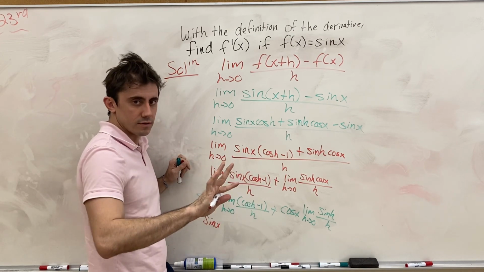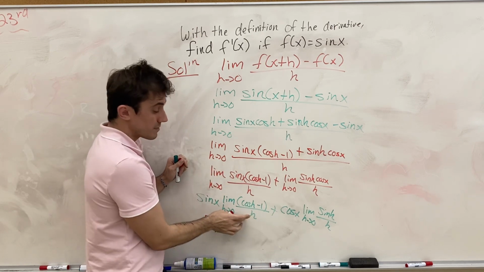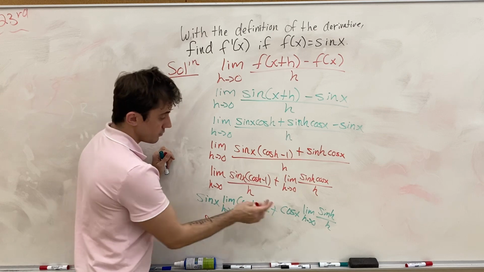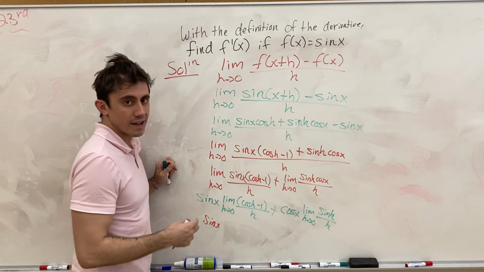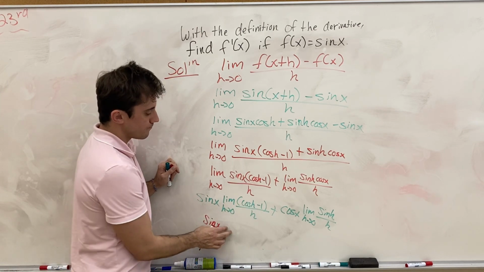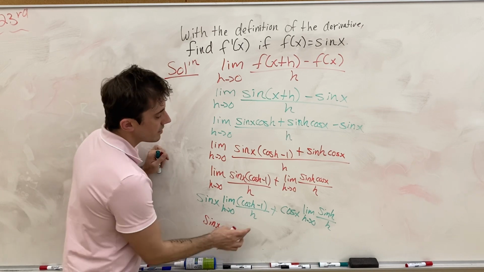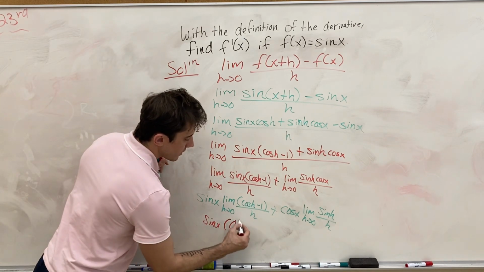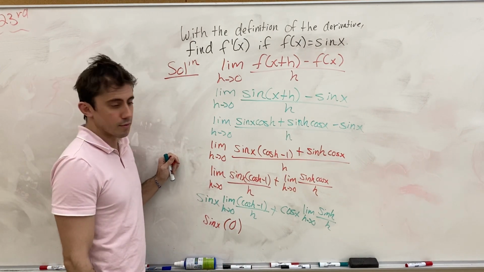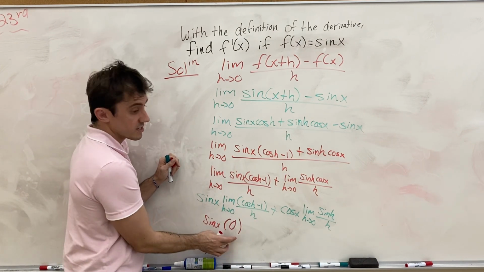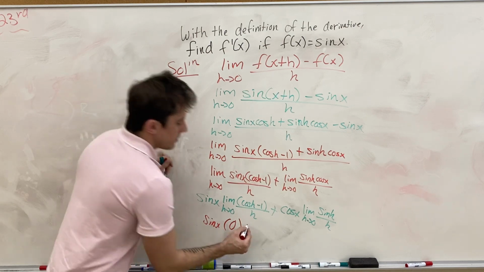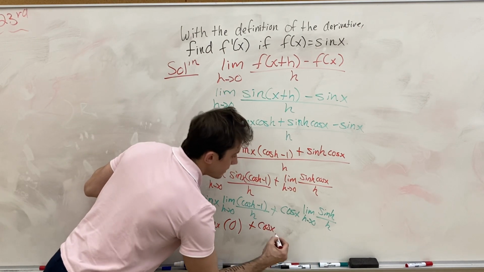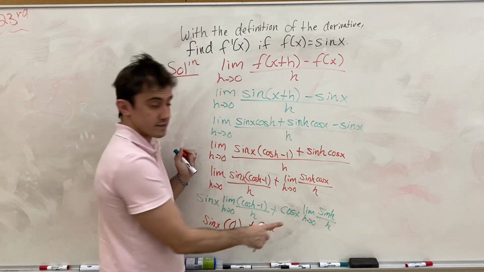Now we have other tools to deal with that. You can look this limit up online, and if you evaluate it on Wolfram Alpha or any other computer software that you want to use to evaluate limits for you, you'll find that this limit goes to 0. For now, the details are not super important, but this limit goes to 0. And now the second part, we're going to get cos of x times this limit.